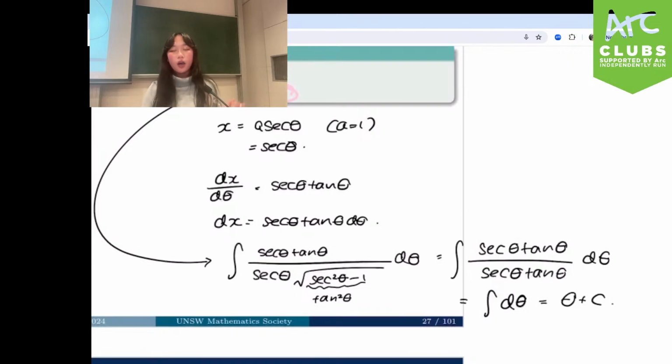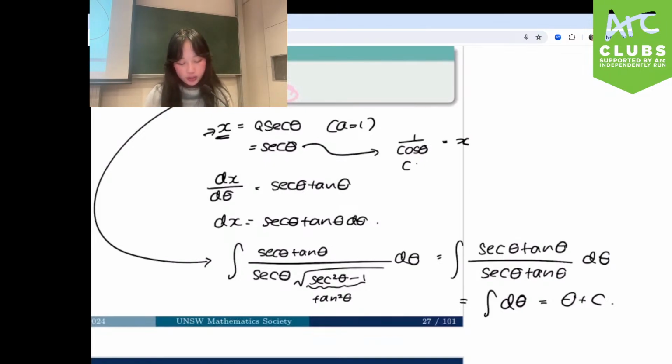Again, remember that we can't leave it just like this. We have to write our theta in terms of the original variable. What's our original variable here? It's x, right? So let's try to find theta in terms of x so that we can get the whole result in terms of x. Sec is 1 on cos. So this means that cos theta is 1 on x, and that theta is cos inverse of 1 on x.